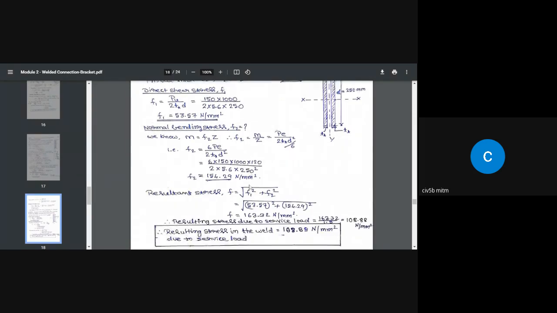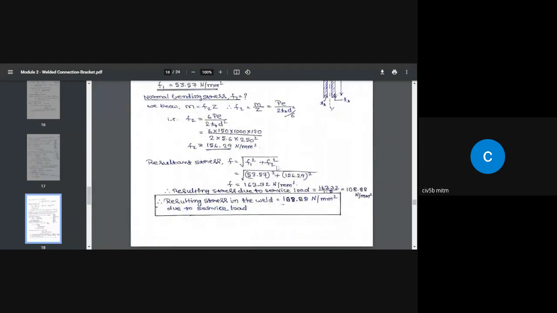Then normal bending stress, F2 value, which acts in this direction, that is perpendicular to the plane. So M equal to F2 Z. So F2 equal to 6 P e by 2 t d square. Substitute the values. We got F2 equal to 154.29.